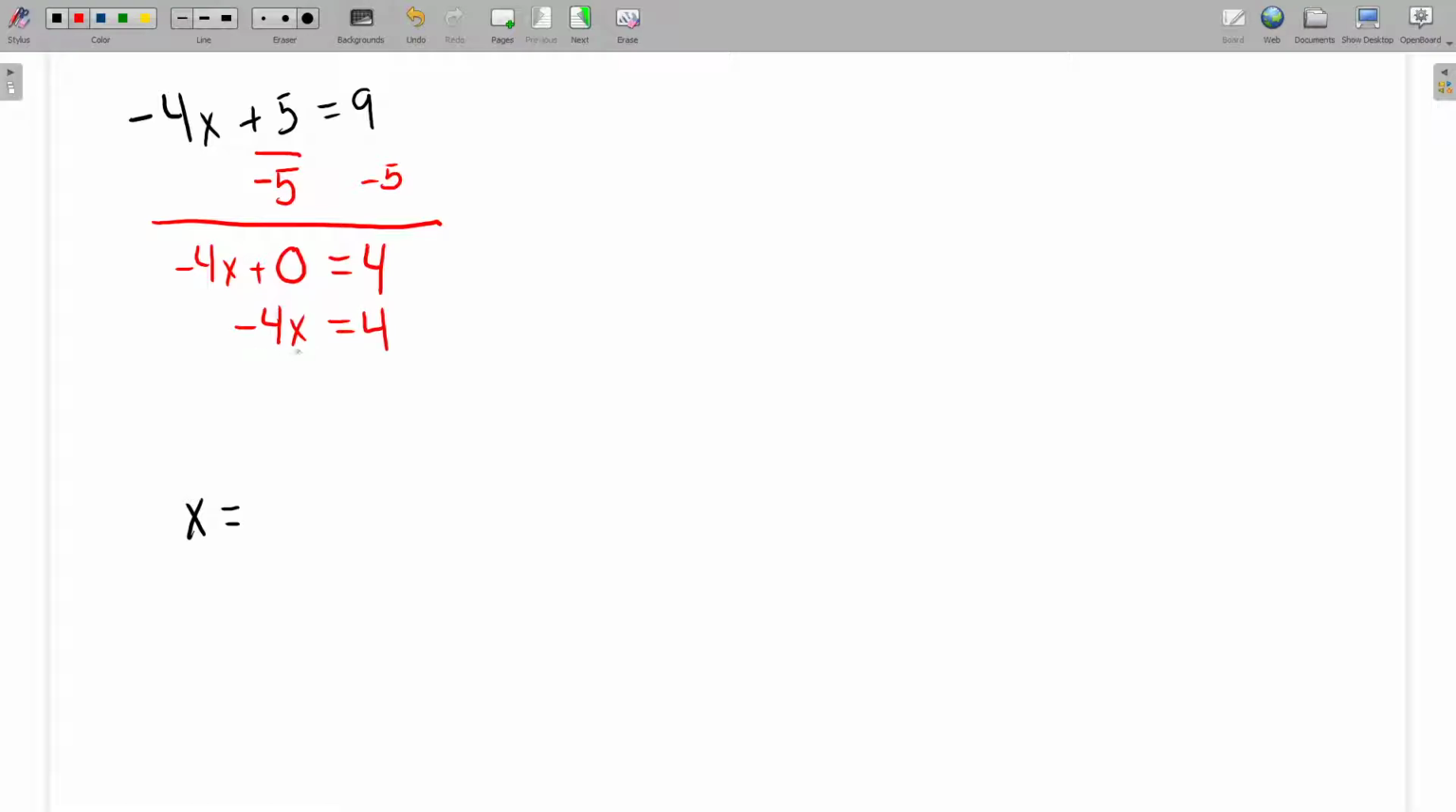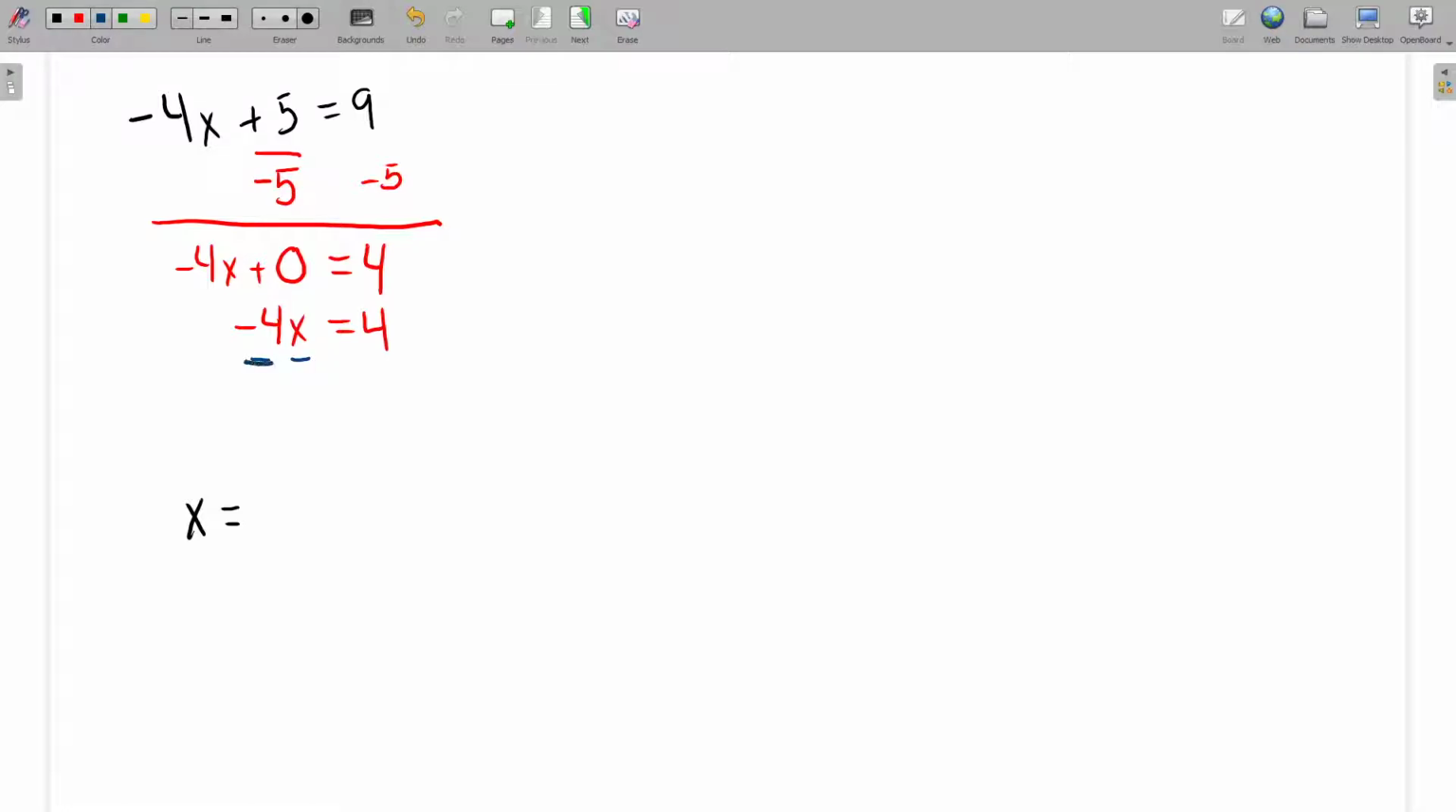Now I have a number in front of the x, right? This number, this negative 4, is being multiplied by this x. It is what we call a coefficient. So you can think of this as negative 4 times x. So how are we going to undo this multiplication to move that negative 4 across the equals? Well, the opposite of addition is subtraction, as we saw in the first step. The opposite of multiplication is division.